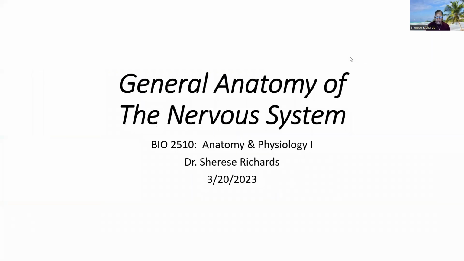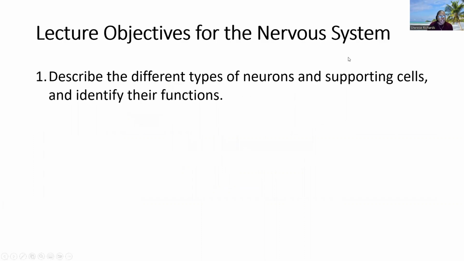All right, which is chapter 9. So our first objective is to describe the different types of neurons and supporting cells and identify their functions.